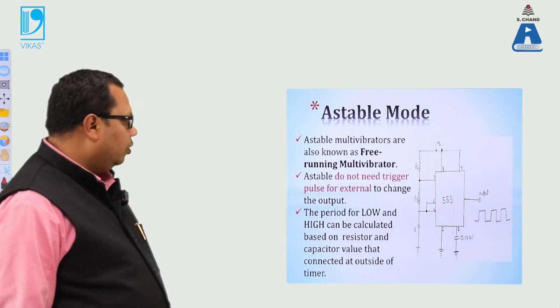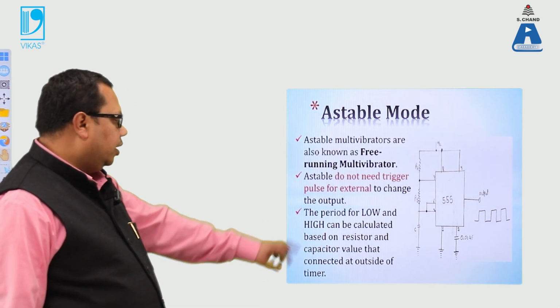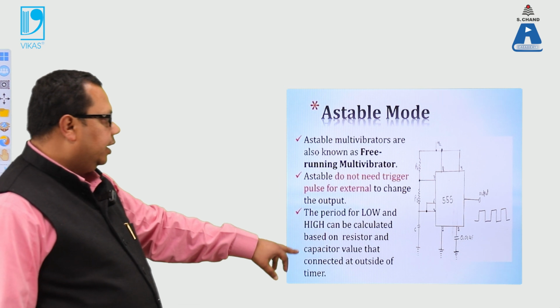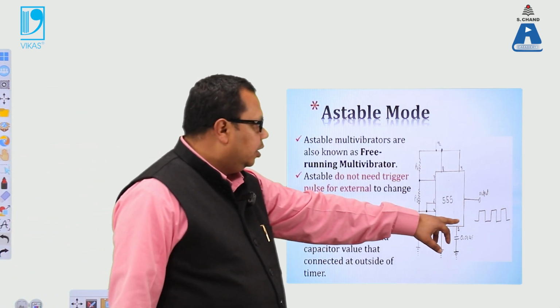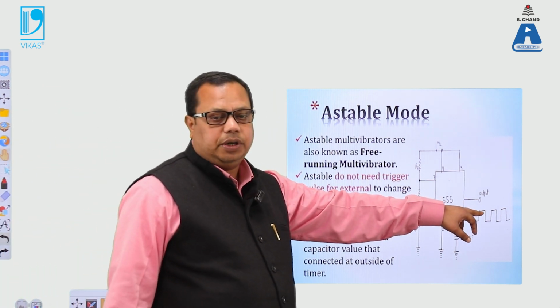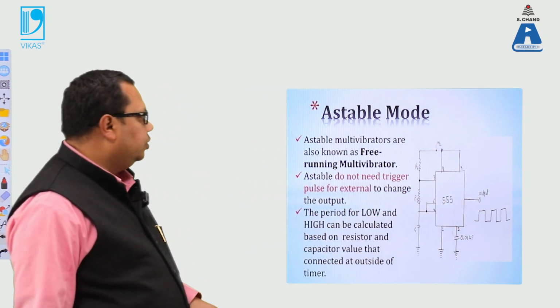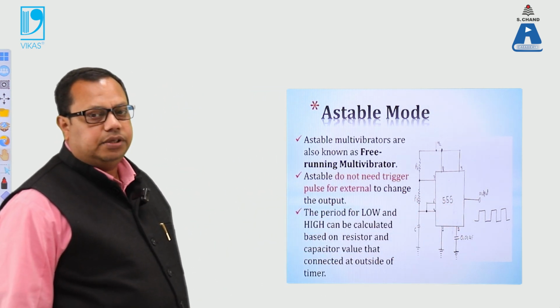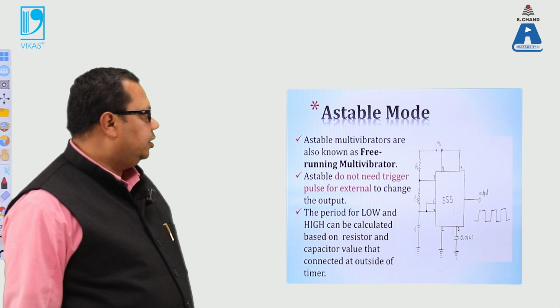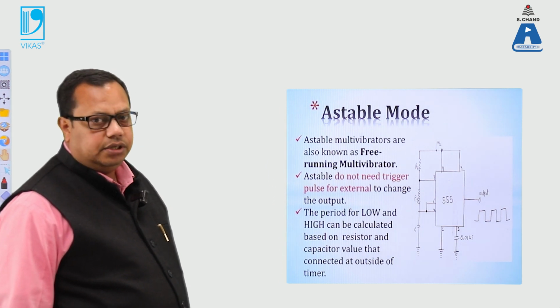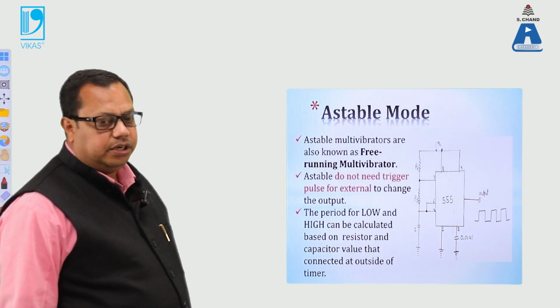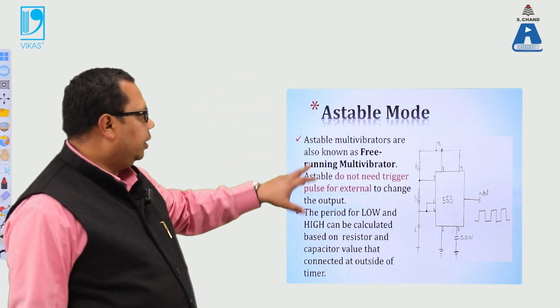The time period for the low and the high can be calculated with the resistors and the capacitor, and outside this there is a timer which is showing you the output of the particular thing. And outside, as we have shown in the previous circuit, we are using a discharge transistor in this. So whatever the timing variation it is showing, it will make the particular calculation.